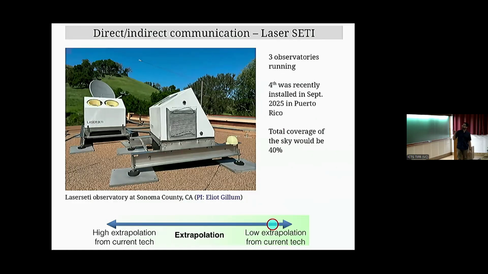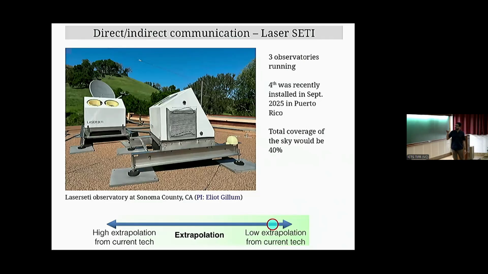Currently there are 3 observatories running. They are very tiny observatories. They have like 2 boxes having two small cameras with a very low resolution spectrograph. And you can see these two cameras are looking in one direction, and exactly 90 degrees to this, these two cameras are looking in another direction. This is to search for polarization because lasers are supposed to be highly polarized.